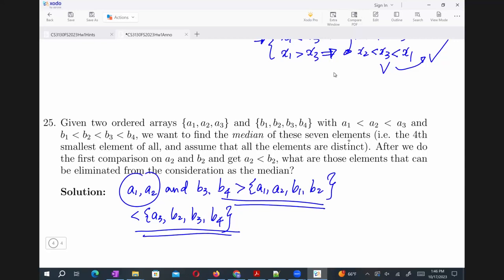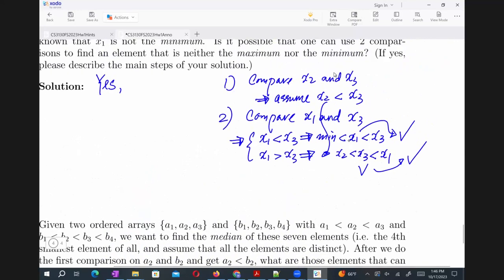So for preparation, can you go back up? I want to see 24 again. All right, good.